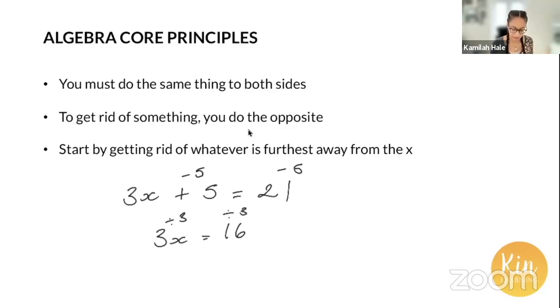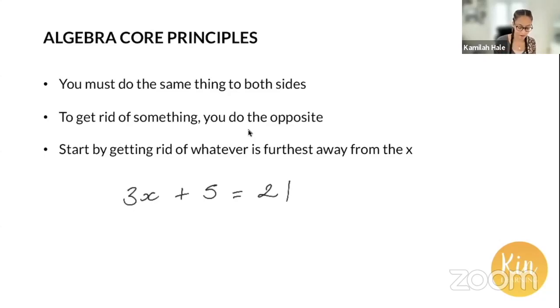Now lastly, what you need to keep in mind when you're solving equations is you start by getting rid of whatever is furthest away from the x. For example, I need to get rid of the 3 and I need to get rid of the 5 so that x can be on its own. But the 5 is further away from the x. So I'll get rid of the 5 first, and then I'll get rid of the 3. I would do the opposite of plus 5, which is minus 5, and then I'd get rid of the 3.